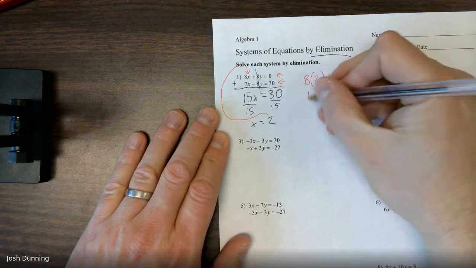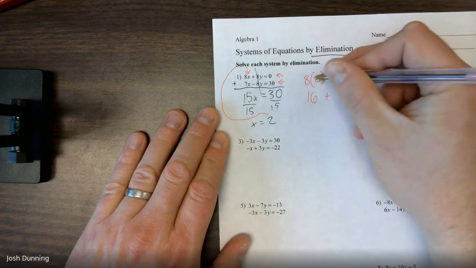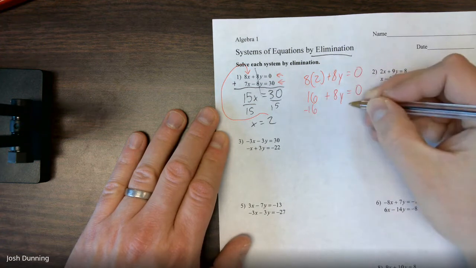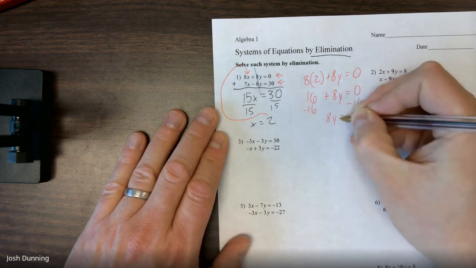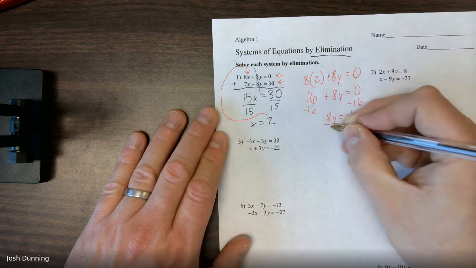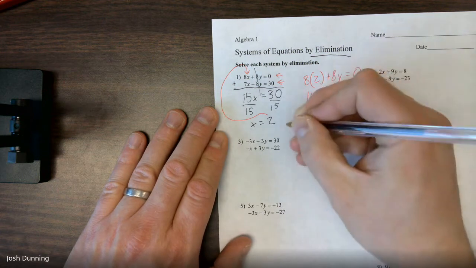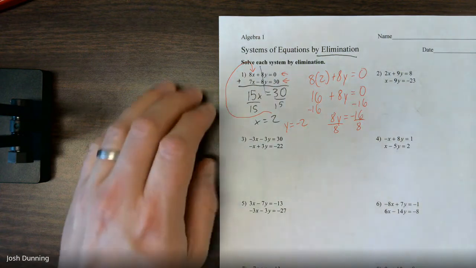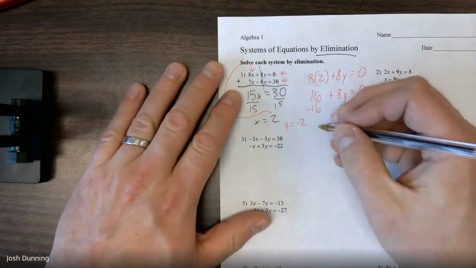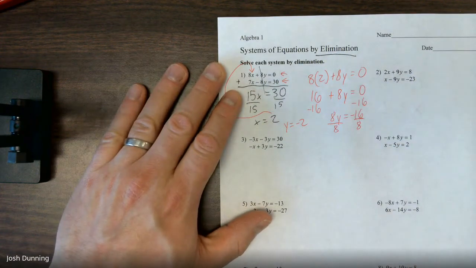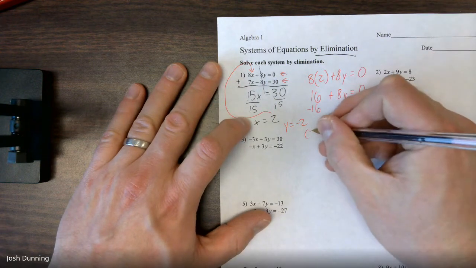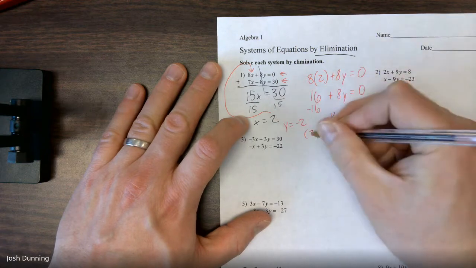8 times 2 is 16. Remember, that's what parentheses mean, multiply. Two-step equation, minus 16. 0 minus 16, negative 16, divide by 8. Y is negative 2. And on Delta Math, they make you type it in like an ordered pair, like a coordinate on a grid. And just remember, x comes before y in the alphabet, so you got to put your x first, then your y.